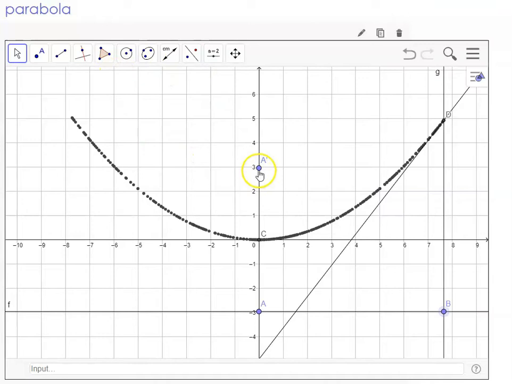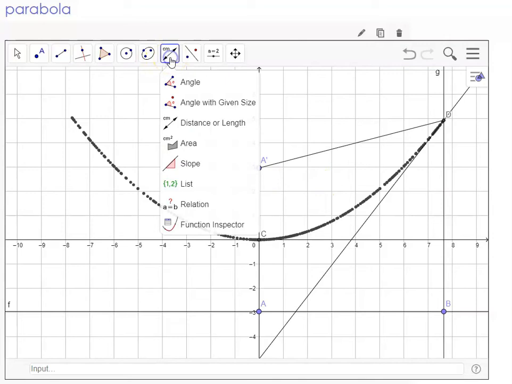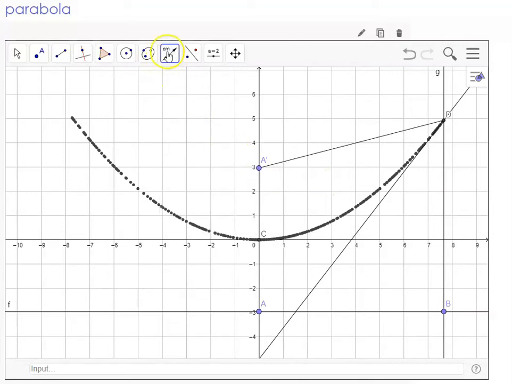Let's draw a segment from A to D. Go up here to where segment is, click on that. We're going to go from A prime to D. Now what I want to do is measure the distances of those two segments, A prime D and DB. I'm going to pick distance and length. I'm going to click on A prime to D, get that distance, and D to B.